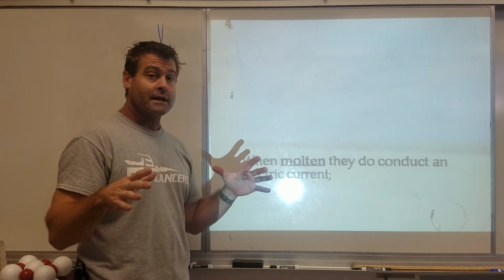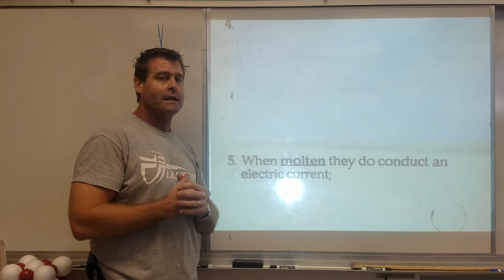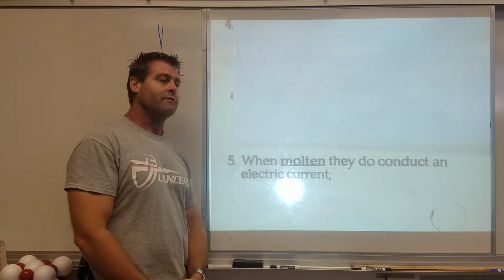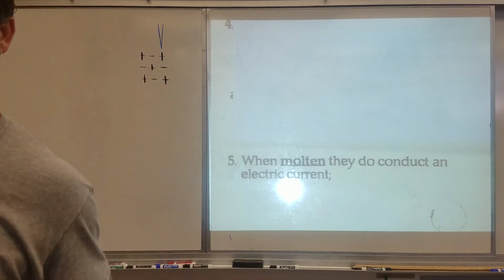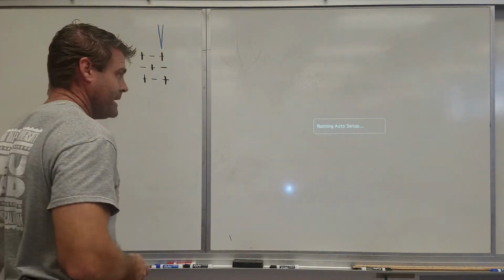Everything we've been talking about so far is ionic compounds. Remember, a metal and a non-metal. That's when you're going to create these ions as electrons transfer from the metal to the non-metal. Okay, we're going to move on. The next one is covalent compounds.